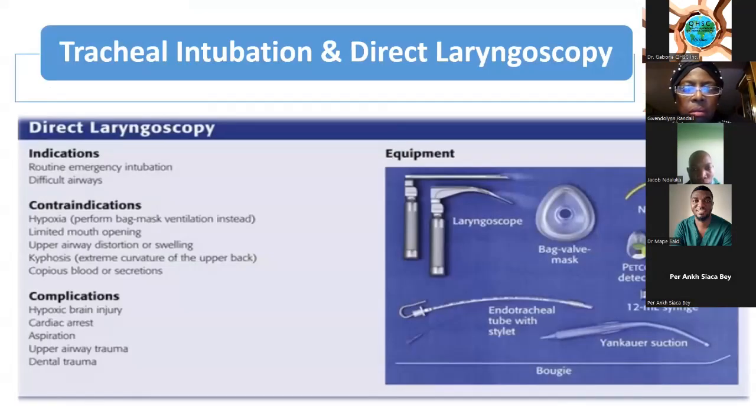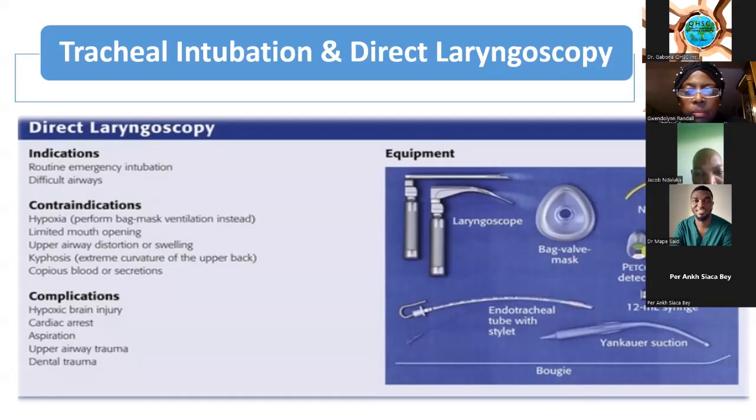When you want to do tracheal intubation with a direct laryngoscope, this is done in a routine emergency situation and when you have a difficult airway. Among the contraindications: if the patient is hypoxic at the time, you will need to perform bag-mask ventilation first. And if you have a limited mouth opening, an upper airway distortion or swelling, an extreme curvature of the upper back, or copious blood and secretions, you need to start with something else first.